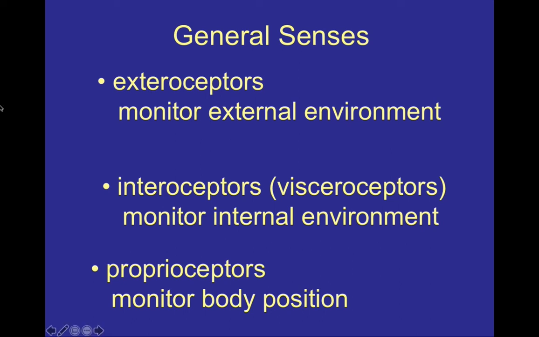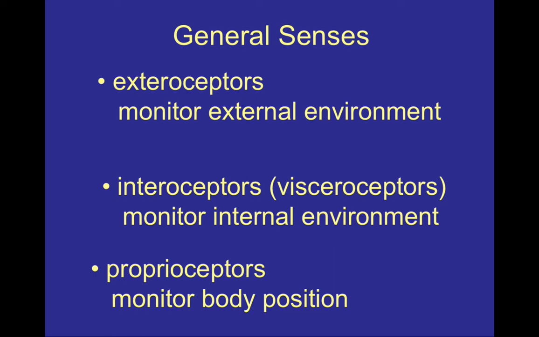Interoceptors, as you can probably imagine, monitor the internal environment of our body. We also call these visceroceptors because they will monitor the health of our visceral organs inside of the body. The amount of stretch in blood vessels and muscles, and concentrations of different chemicals in certain parts of the body, are types of stimuli that are going to be monitored by interoceptors, or visceroceptors.